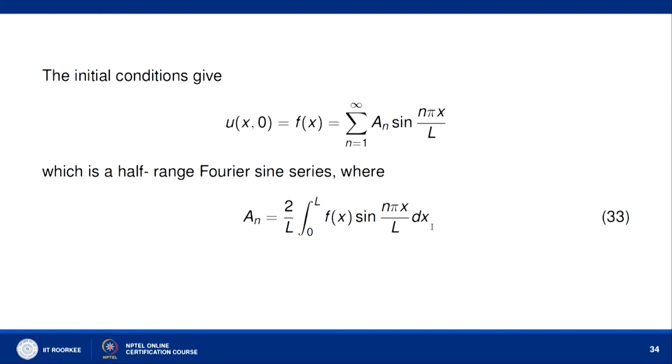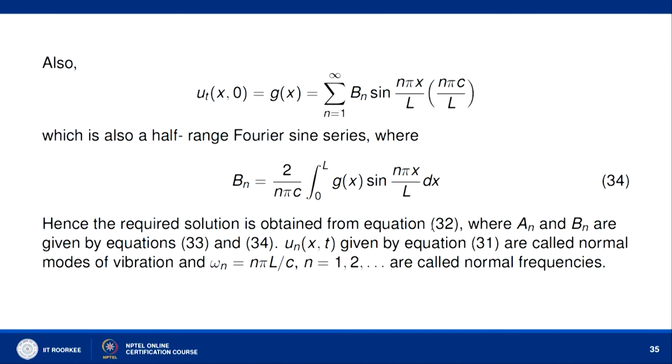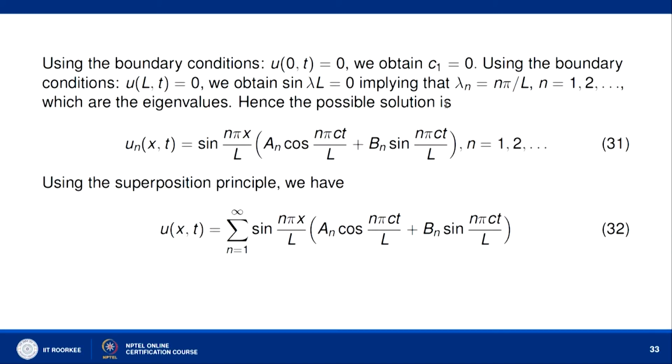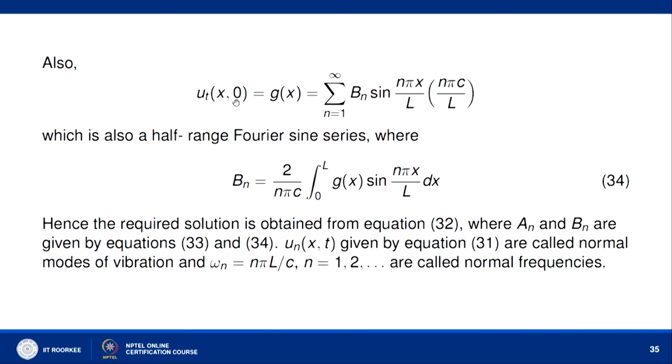Similarly, using the next condition, that is u t of x, 0 equal to g of x, you can get it from n equal to 1 to infinity b n sin n pi x by L into n pi c by L. We have obtained that here from this equation: you differentiate with respect to t and put t equal to 0. Now, this value is given as g of x. Again, using the orthogonality property, we can write b n as 2 by n pi c, 0 to L, g of x sin n pi x by L dx.